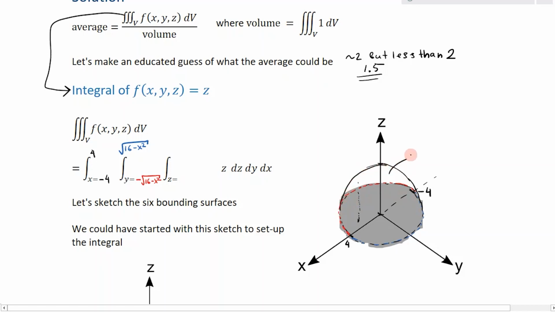This top surface. It was z equal to the square root of 16, remember this is a squared, minus x squared minus y squared. So this way, we are integrating over these little parallelepipeds here, creating this entire shape. So this would be from 0 to the square root of 16 minus x squared minus y squared.